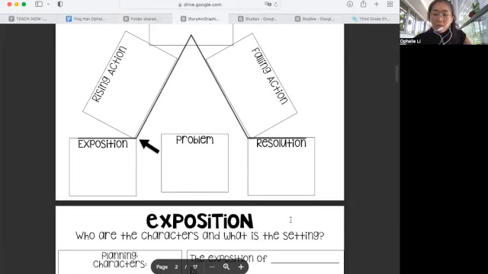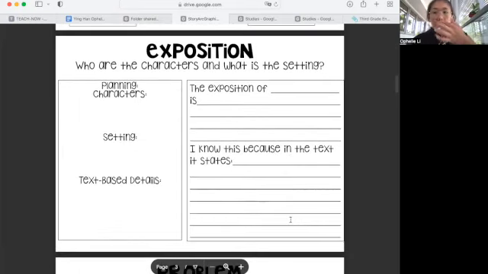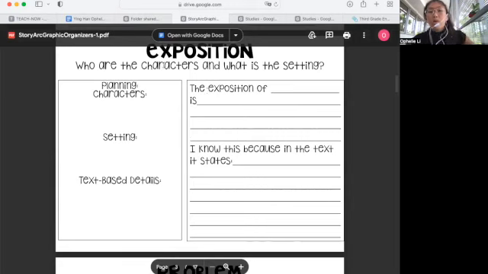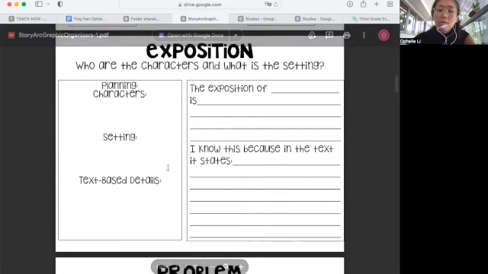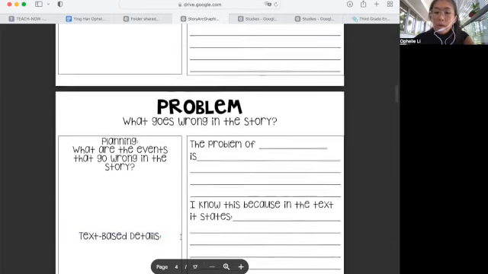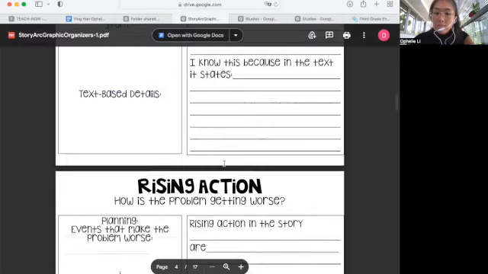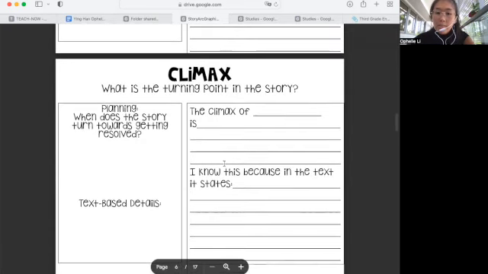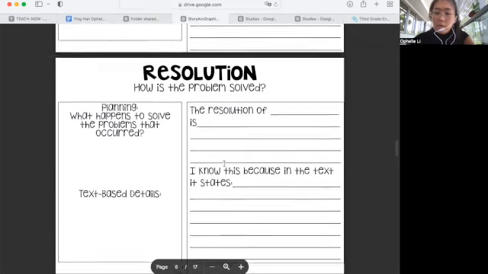So for the students to know that, we printed out a packet. This is part of their activity for the lessons. When we are talking about exposition in Despereaux, they will need to write down the characters and the setting. They will understand that the text-based details in the book tell them the story is based on once upon a time, in a castle, the kingdom of Dor. We would later on dig into the problem, the rising action, climax, falling action, and resolution.